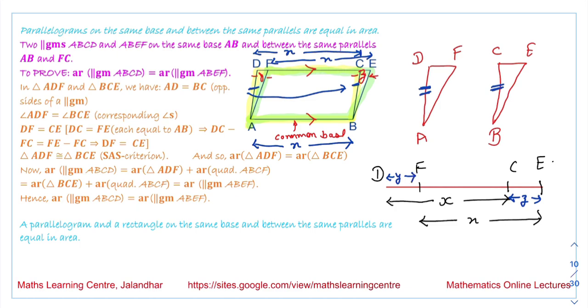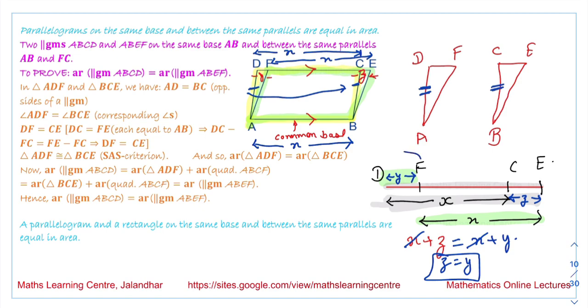So what is the value of this whole length I am talking about? If I have to calculate the length of DE, I can calculate it from this one. The value of DE is X plus Z. Second, I can add this much length X and this much length Y. So this is equal to X plus Y. X gets cancelled, so we are left with Z equal to Y. Z equal to Y means this length DF and this length CE, both these lengths are equal to each other.